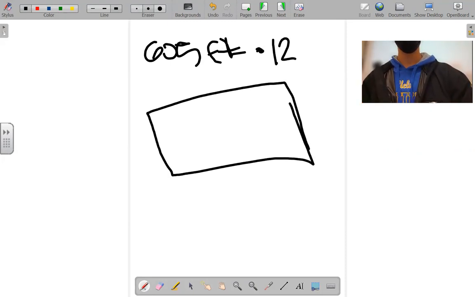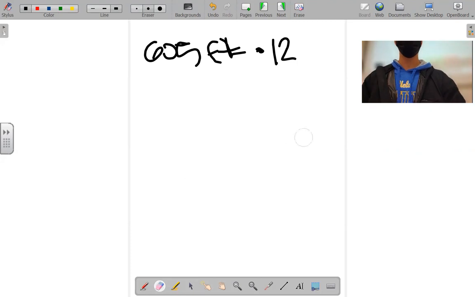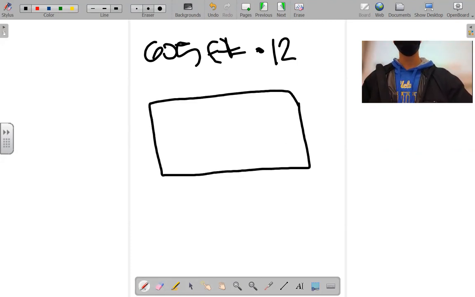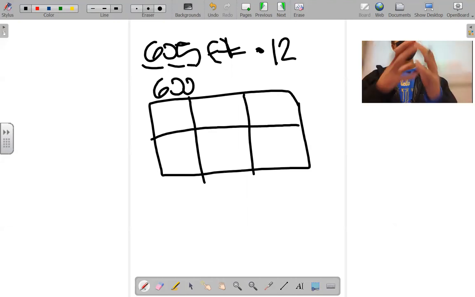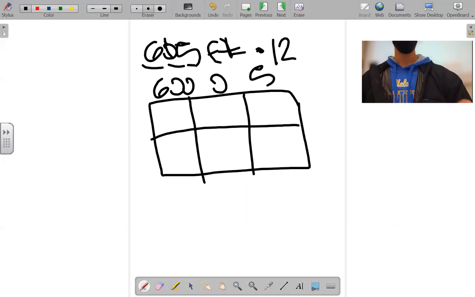You make a box. I'm going to redo that box, this is horrible. You take out the 600 and the 100. You break down its components. Since it's 3 digits by 2, you would split your box into 6 and you'd put your 600 here because you're going to break down the components. Since there's a 0 right here, you put 0 and then 5. And then your 10 and your 2. And then you just multiply across.